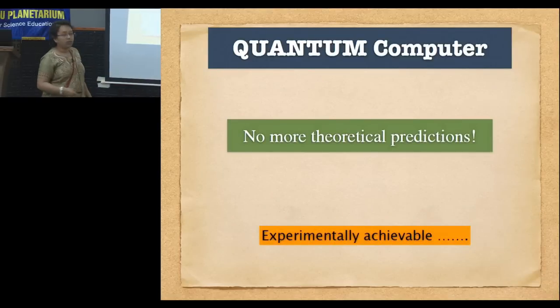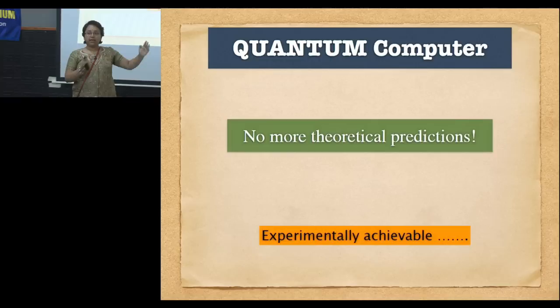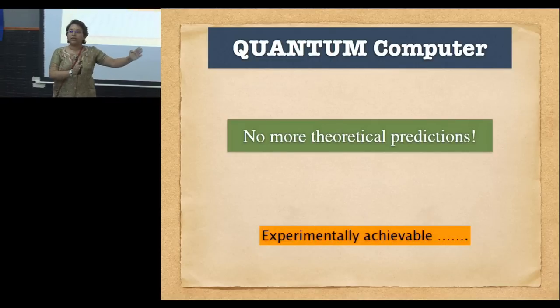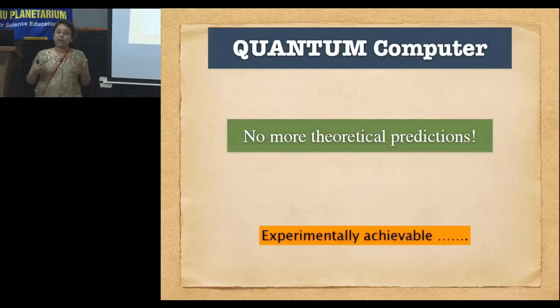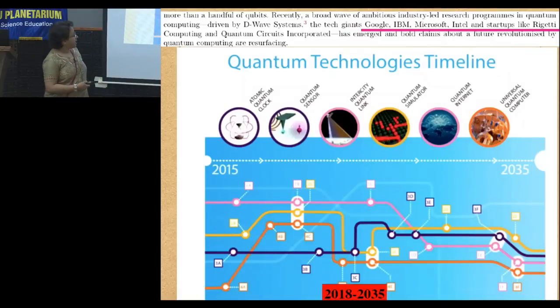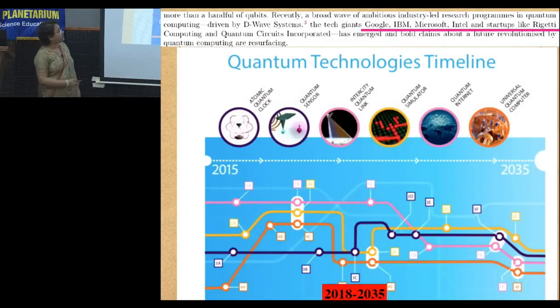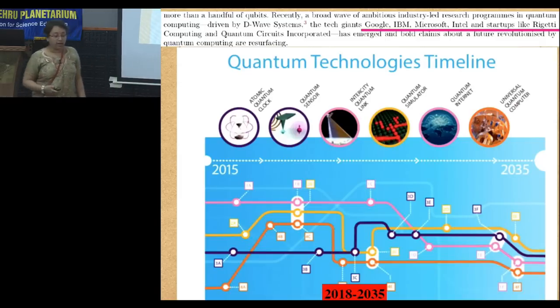So now the question is, okay, it's 1994, so is it only theory? Theoretically it has already been shown that it is powerful. Now what about experiment? There are some experiments. For example, this is a roadmap which was published recently, which says that they are trying to build this in the next 20 years or so.